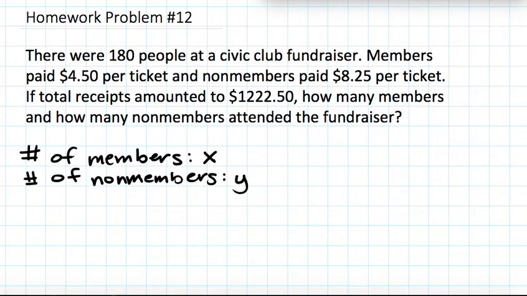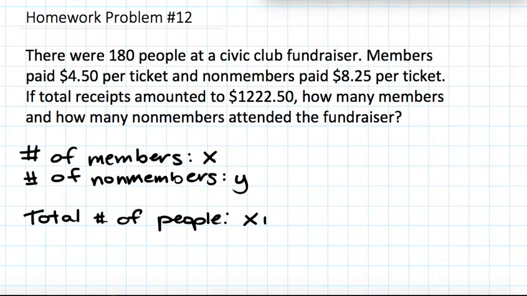Now, I'm going to use the information in the problem to write two equations. That's going to give me a system of equations that I can solve using the methods that we talked about in section 3.1. So the first piece of information is that there were 180 people at the fundraiser. So I can write an equation for the total number of people. If I add the number of members plus the number of non-members, in other words, X plus Y, that should equal the total number of people that attended, which is 180. So that's my first equation.